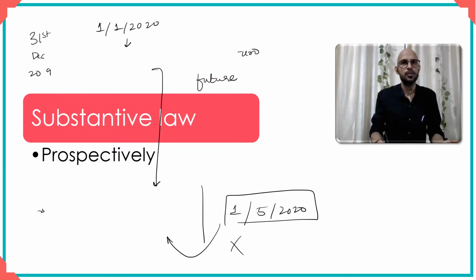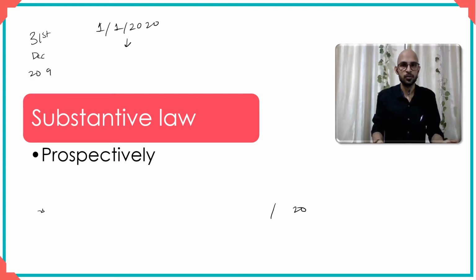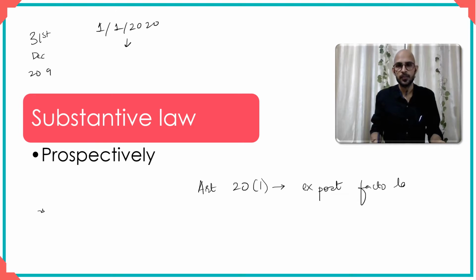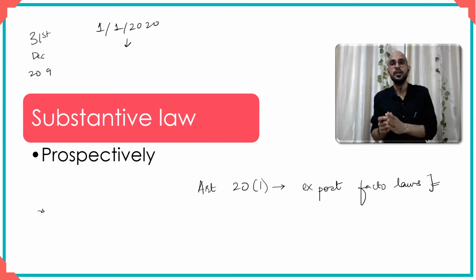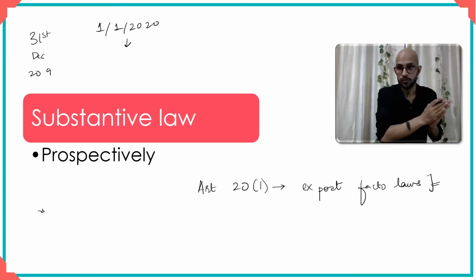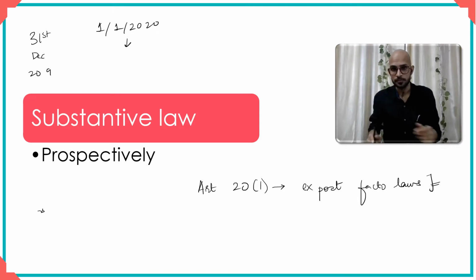There's one more thing that you need to know about the prospective operation of law. This is something you can find in Article 20 of the Constitution, more specifically Article 20 subclause 1, which talks about ex post facto laws. That basically is the principle that I explained to you, that you cannot have a retrospective operation of the laws. The operation will always be prospective, in the future.